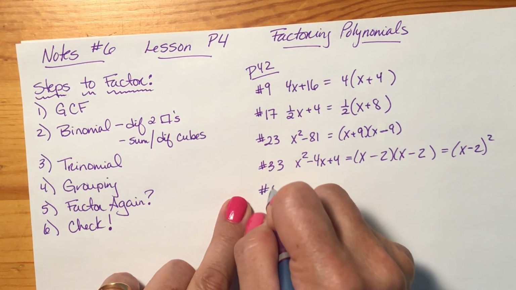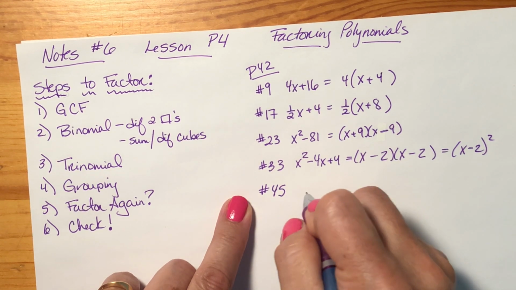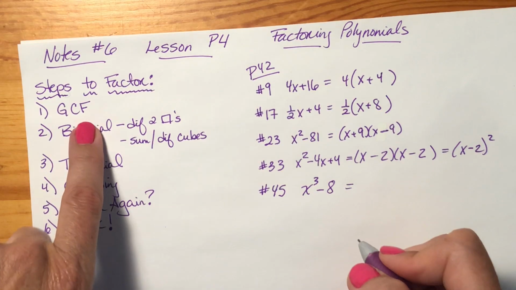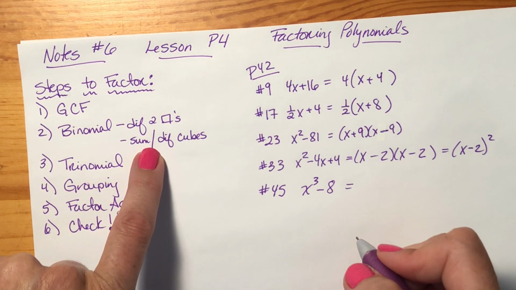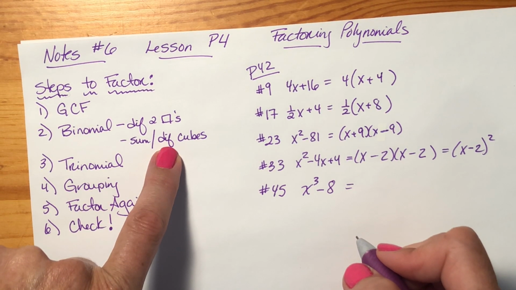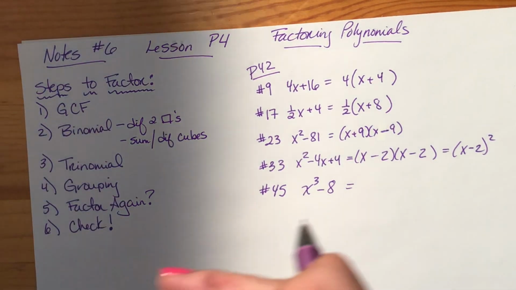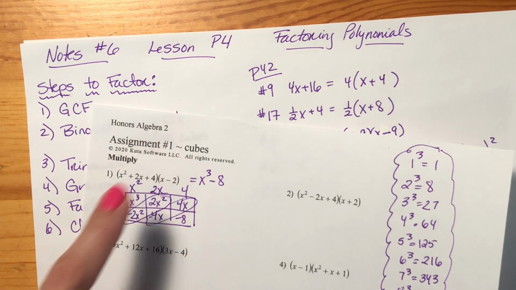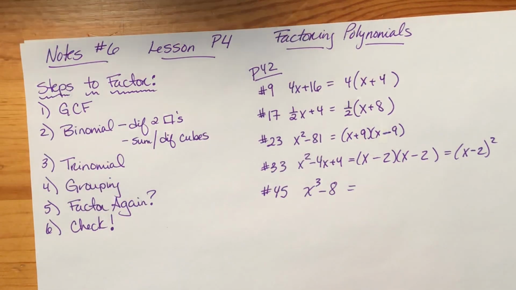And then we've got number 45. Oh, this is such a good one. Look at this. You know what I'm thinking right away. No GCF, binomial, difference of cubes, isn't it? Difference of cubes. Remember that day, the first day we were together? We did assignment number 1. That was a great day. That could have been on this worksheet, all right?